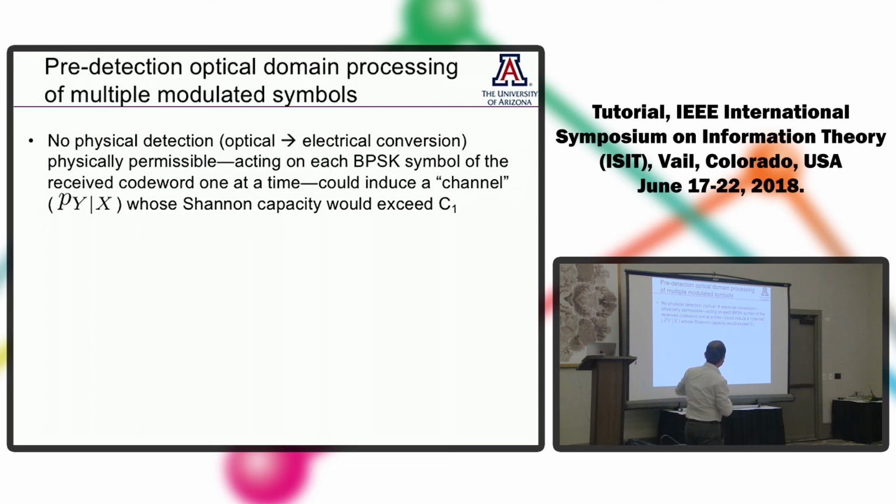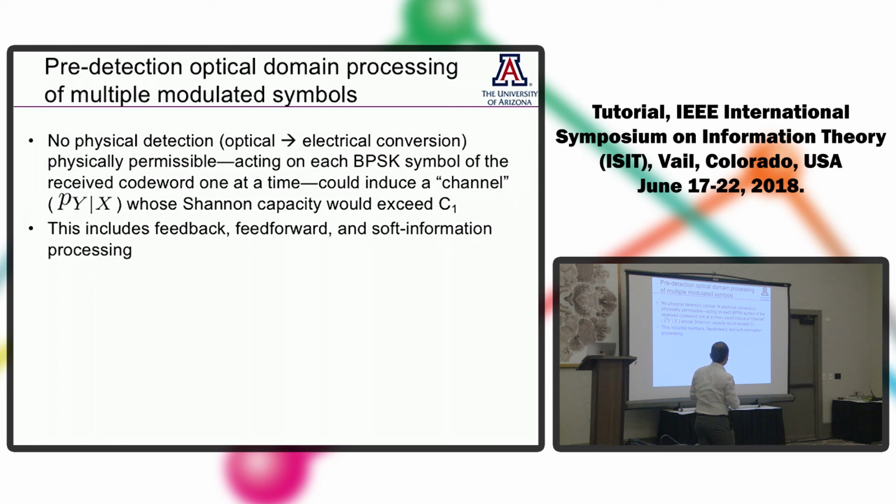We have talked about this several times, but I just wanted to say it again: no physical detection, optical to electrical conversion, physically permissible, acting on one BPSK symbol of the received code word at a time, could induce a channel P of y given x whose Shannon capacity would exceed C1. This includes any feedback, feed forward, any soft information processing, anything. Okay, if you detect one symbol at a time, you are limited to C1.